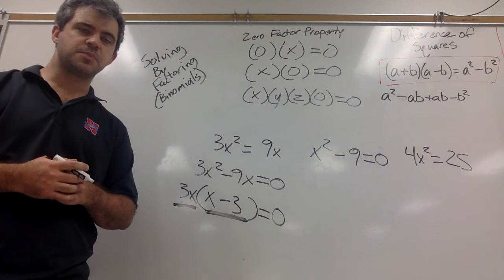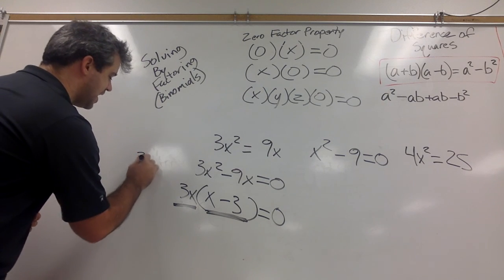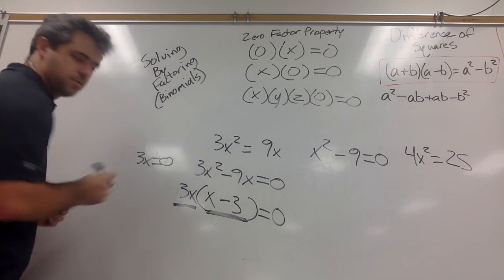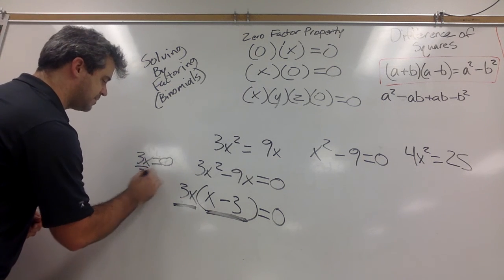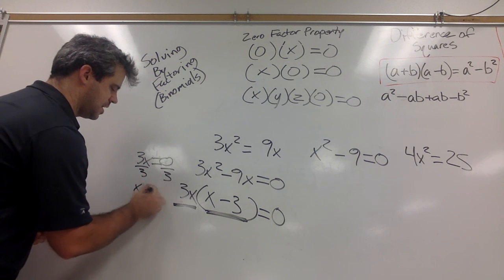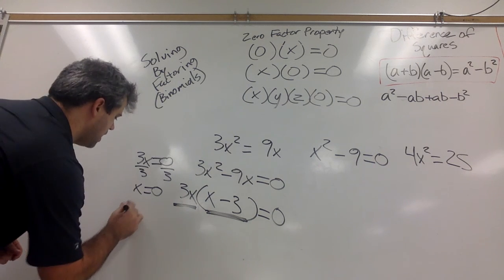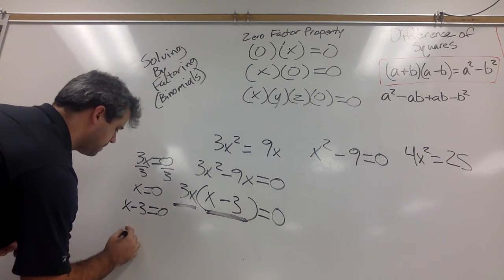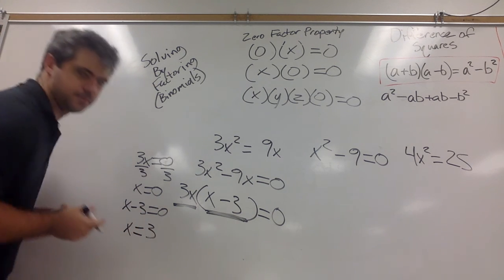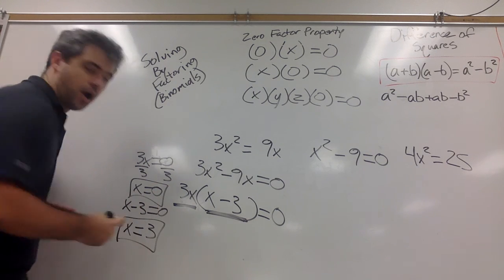Now, a lot of you will get to the point where you can do this in your head, but for now, let's just go ahead and say 3x equals 0. When will this equal 0? Well, divide by 3, x equals 0. Same thing here, x minus 3 equals 0. Add 3. So these wind up being our two solutions.